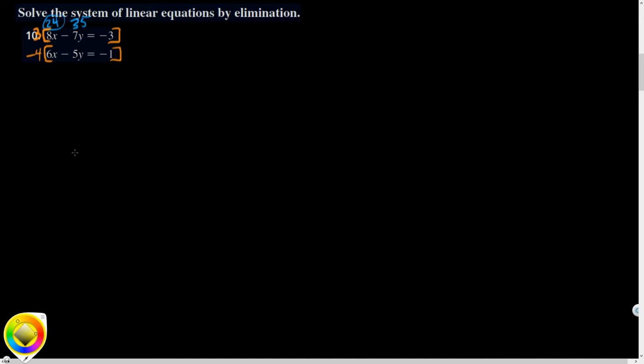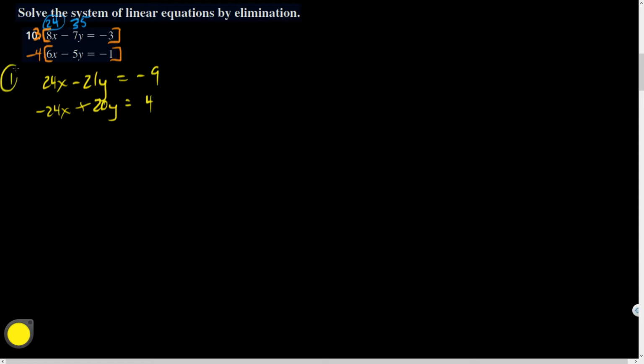So let's multiply through. So 3 times 8x is 24x, 3 times negative 7y is negative 21y, 3 times negative 3 is negative 9. Make sure you remember to multiply the right-hand side. Negative 4 times 6x, there's a negative 24x. Those are those opposite coefficients I was looking for. Negative 4 times negative 5 is plus 20y, equals negative 4 times negative 1 is positive 4. So step 1 is now done. I've multiplied one, or in this case, both equations by a constant in order to get opposite coefficients.